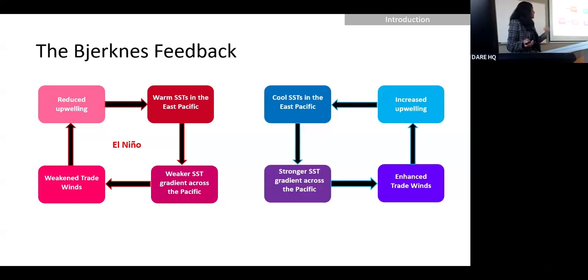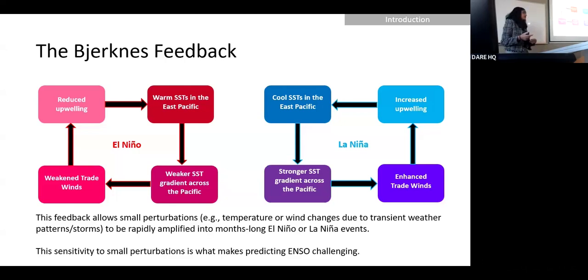And in the opposite direction, if you get colder SSTs in the East Pacific, the same chain of events can happen in the opposite direction, and you get a La Niña event. So the fact that there are these feedbacks in the system allows small perturbations to grow, and that makes this system very challenging to study and very challenging to predict.